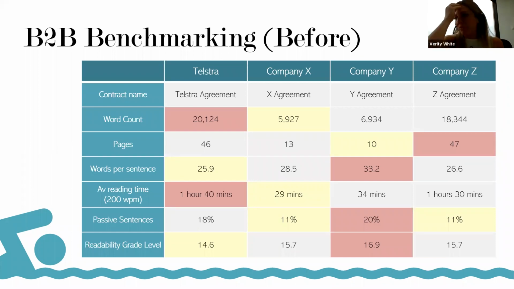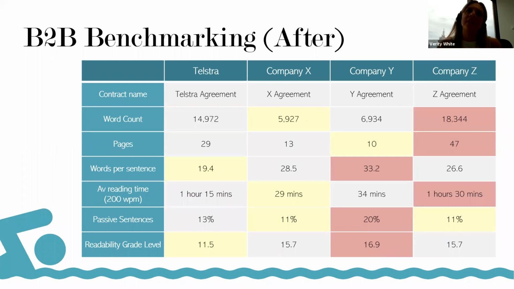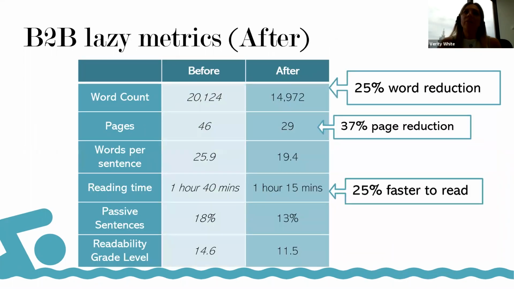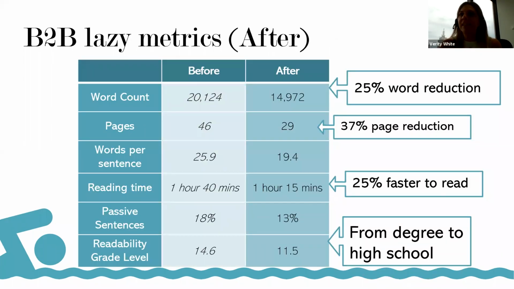So here's our benchmarking again from before. Telstra has got a bit of red there in the columns. Now, having a look, we actually shifted some of that red and really had some massive improvements that we were quite proud of. We actually reduced the words by 25%, making it 25% faster to read. We got our readability level down from degree level to high school, which we're really happy about, and reduced those passive sentences as well. Now, there's lots that goes into this particular document, so we don't think this is done.